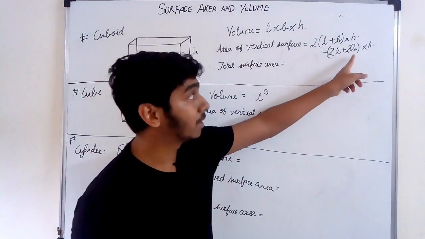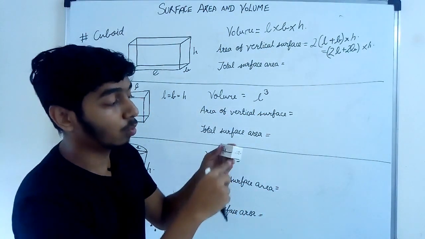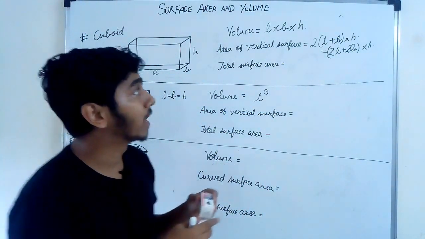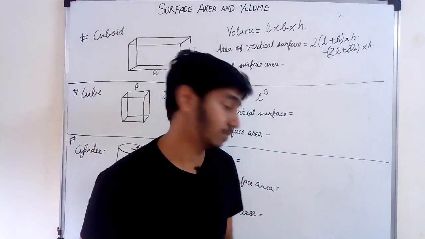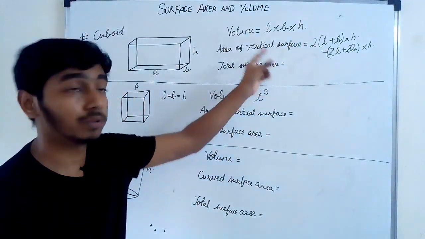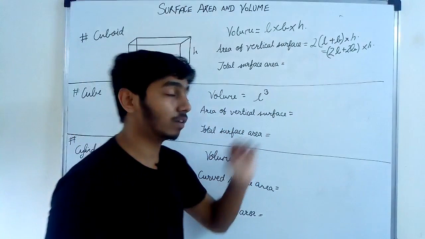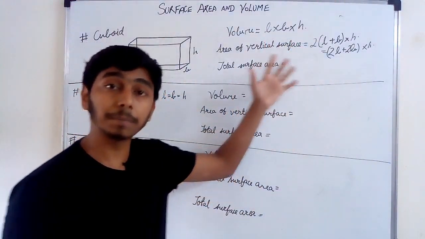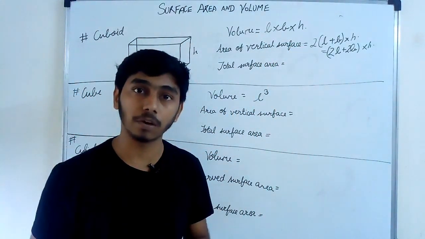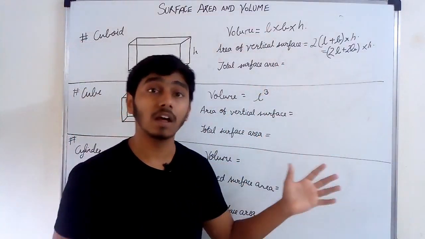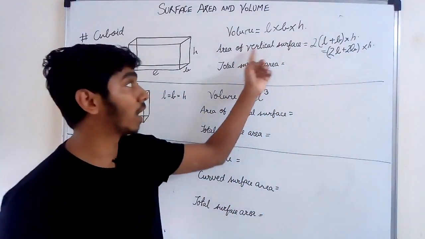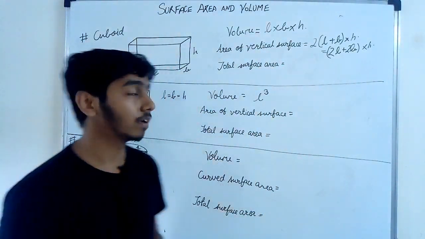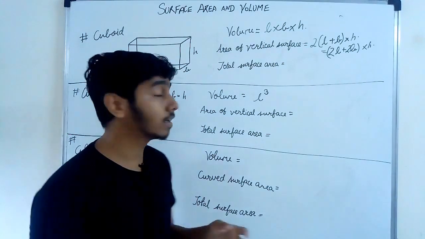So 2L plus 2B into the whole height. That is the area of the vertical surface. I hope you have understood this. Therefore, area of vertical surface, see, these are already taught in lower standards. This is just a revision for you to understand what the vertical surface is. I hope you are understanding this.